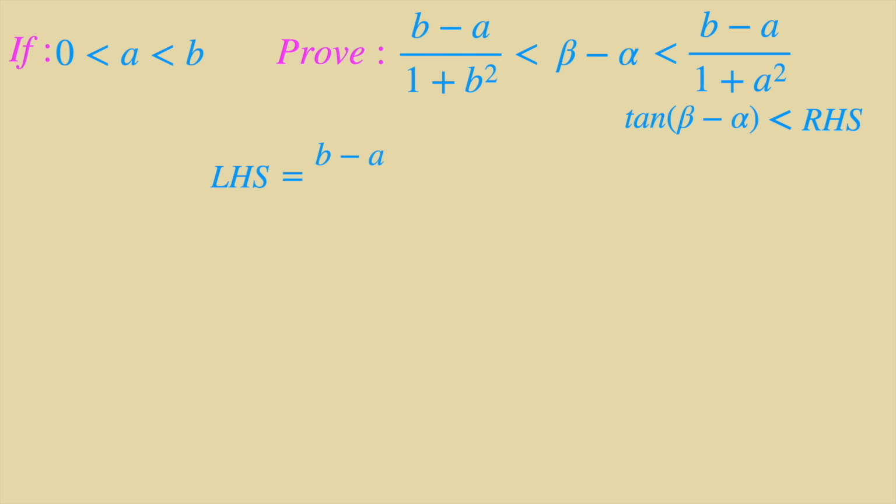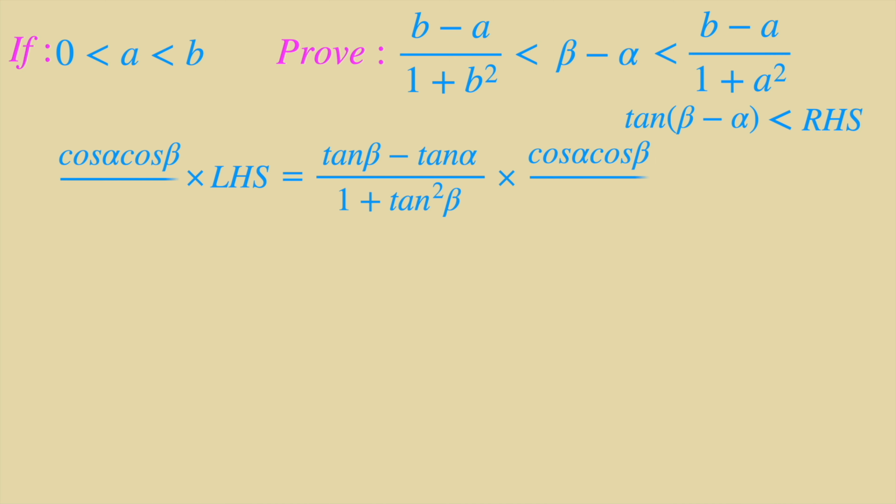That equals b minus a over 1 plus b squared. Substitute tangent alpha and tangent beta in the fraction. We will have tangent beta minus tangent alpha over 1 plus tangent squared beta. Right. And next step, let's multiply cosine alpha cosine beta over cosine squared beta on the two sides. Why do that? Keep watching and see how the magic works.